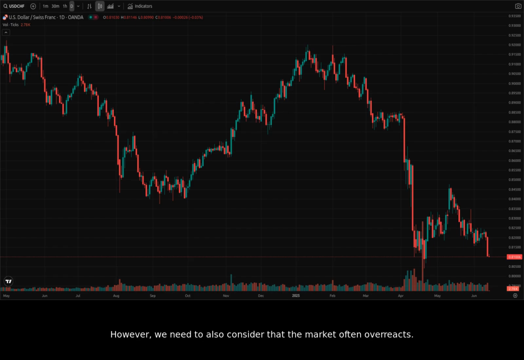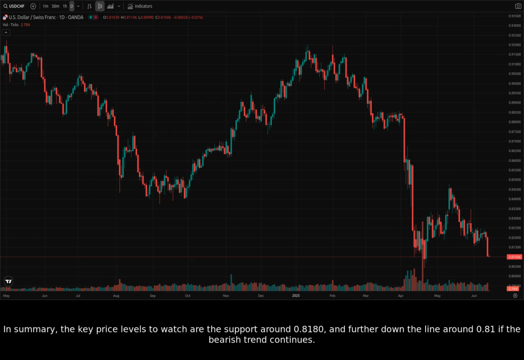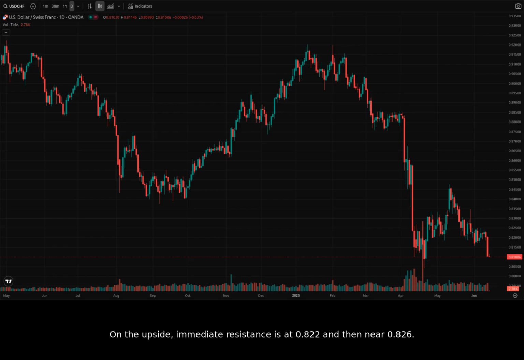However, we need to also consider that the market often overreacts. A near-term level to look for is around 0.81 and then reassess. In summary, the key price levels to watch are the support around 0.8180 and further down the line around 0.81 if the bearish trend continues. On the upside, immediate resistance is at 0.822 and then near 0.826.